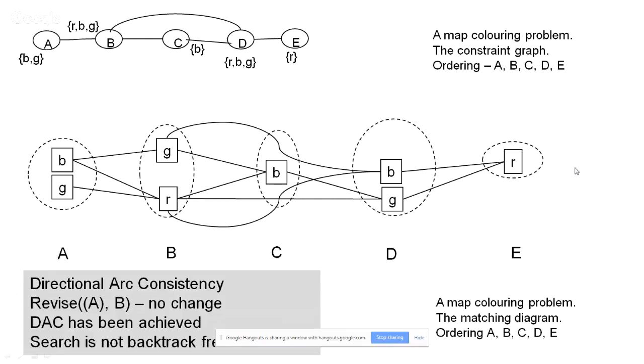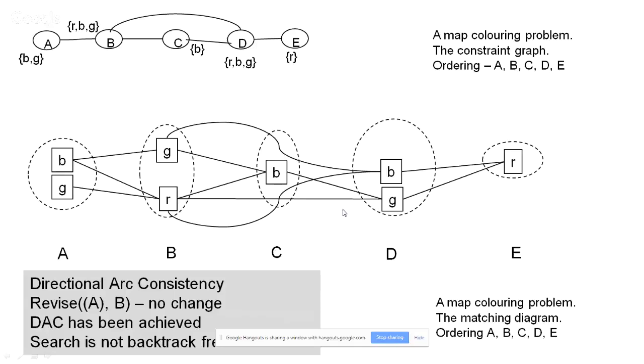Okay, so we had also discussed at various times how much degree of consistency one must enforce for search to become backtrack free. So what have we done in this example? We are doing directional arc consistency, which means we first made all variables consistent with respect to E, then with respect to D, then with respect to C, and then D. And we have got a network which is directionally arc consistent, but it is not backtrack free.